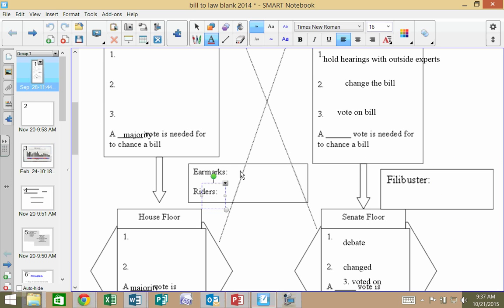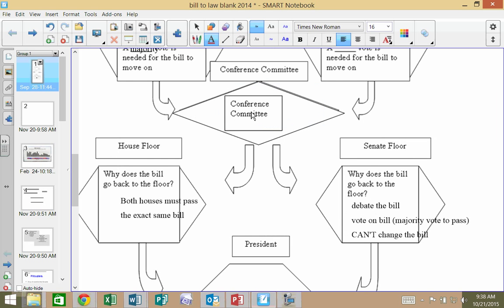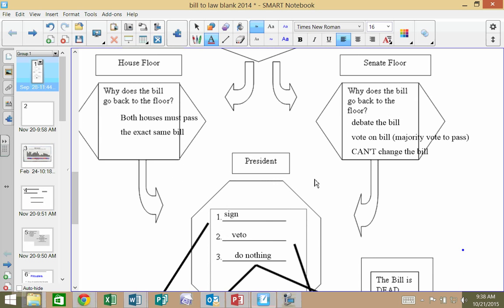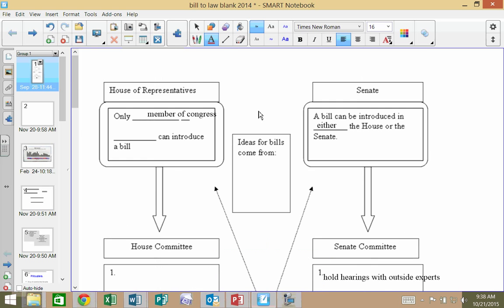Earmarks and pork, we've talked about those things when we studied congressional spending. They can be added at any part along the way. So we know what earmarks and pork are. They're already in our note guides, but I want to put in here, it can be added during, let's just go during the legislative process. Okay, they can't be added at the conference committee. They can't be added here, and the president cannot add them. But any time up here, they can be added.